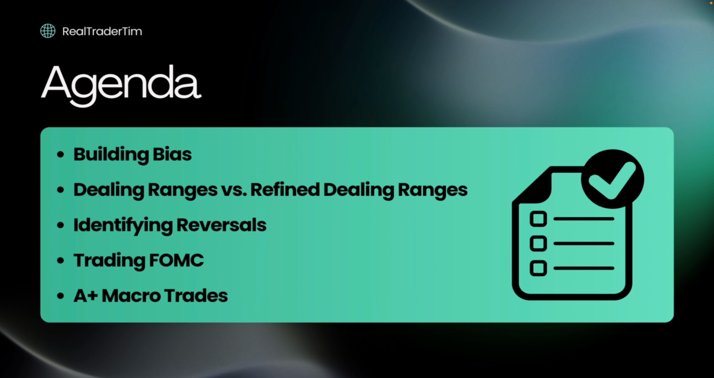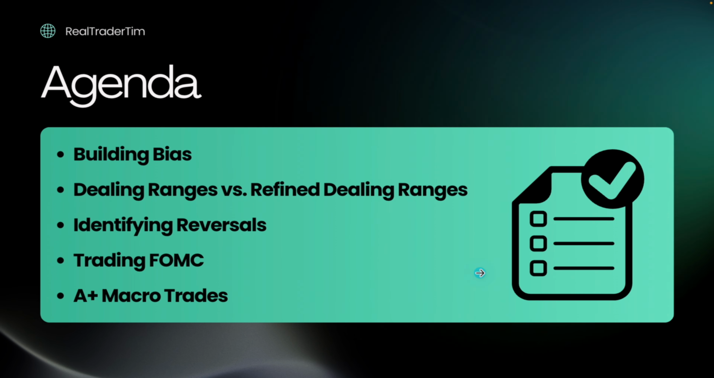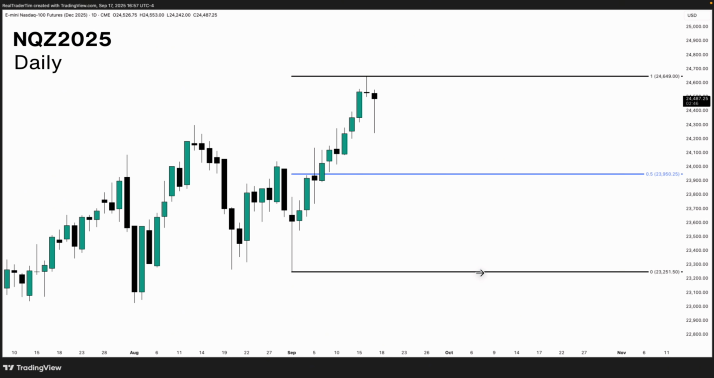So our agenda for today is building bias, dealing ranges versus refined dealing ranges, identifying reversals, trading FOMC, and ultimately A+ macro trades. So let's get into it and go right to the daily chart. As you can see here, this is NASDAQ NQZ 2025.